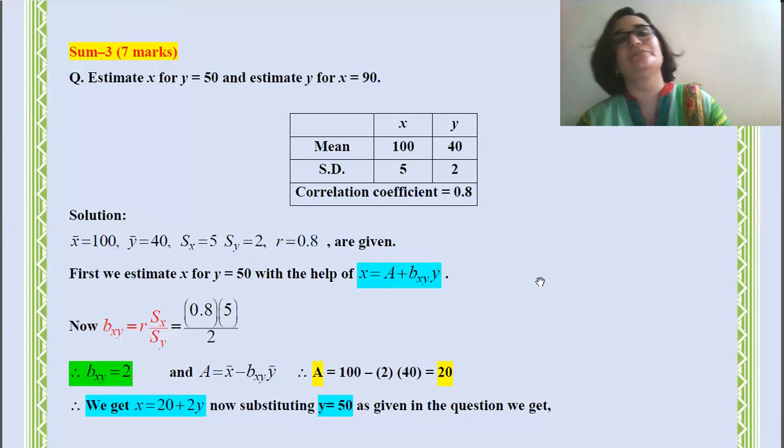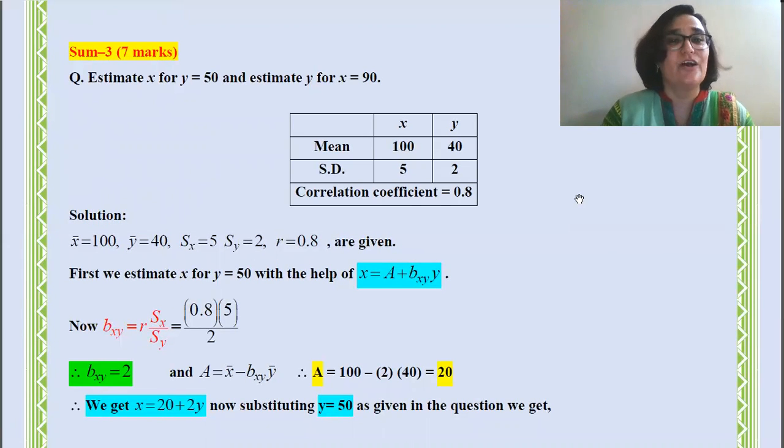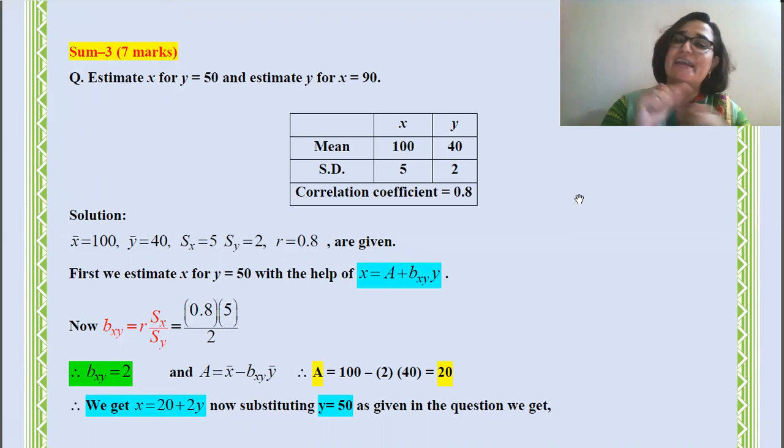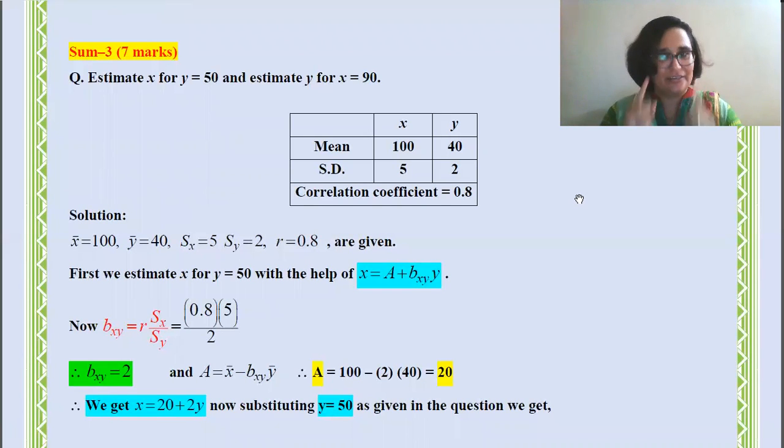अब देखिए क्या क्या दिया है। Oh, ये तो ज़्यादा easy sum है, देखिए। Estimate x for y is equal to 50 and estimate y for x is equal to 90. वही है, आपको दोनों regression lines x on y और y on x ढूंढने हैं, right? Okay, और फिर x on y में y की जगह 50 सब्स्टिट्यूट करके x की वैल्यू मिल जाएगी और y on x में x की जगह पर 90 सब्स्टिट्यूट करके आपको y का वैल्यू एस्टिमेट हो जाएगा, right?